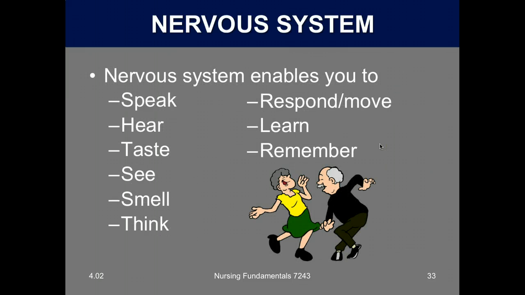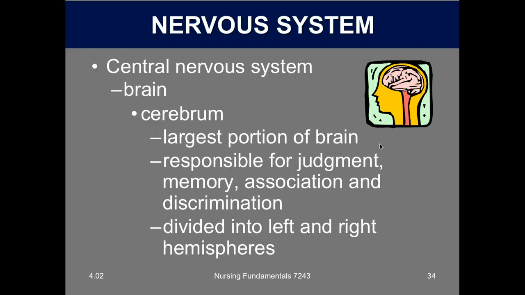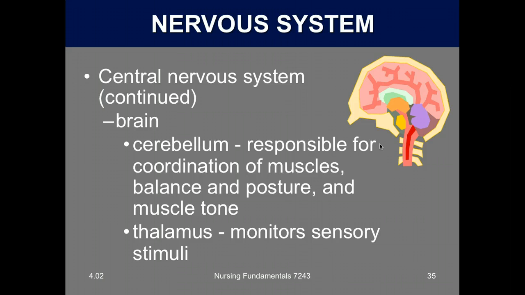Your nervous system enables you to speak, to hear, taste, see, smell, think, respond, and move, to learn, and to remember. The central nervous system contains the brain, and the cerebrum, the cerebrum is the largest portion of the brain. It is responsible for judgment, memory, association, and discrimination, and that's not based upon race. It's our ability to discriminate between two things, divided into left and right hemispheres.